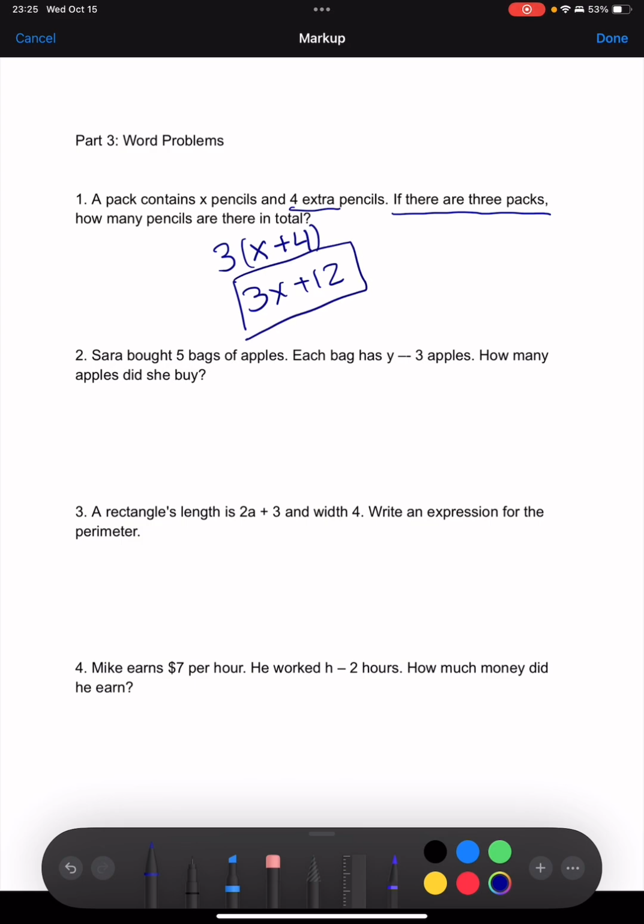Number 2. Sarah bought 5 bags of apples. Each bag has Y minus 3 apples. How many apples did she buy? So she has 5 bags of apples, and in each bag there is Y minus 3. Parentheses, Y minus 3, because this much is in 1 bag. But there are 5, so we're going to distribute. 5 times Y is 5Y, and 5 times minus 3 is negative 15.